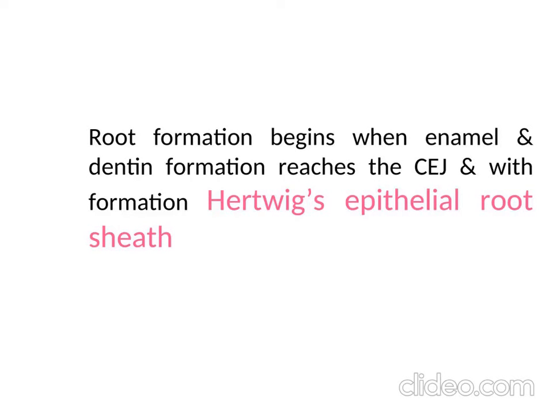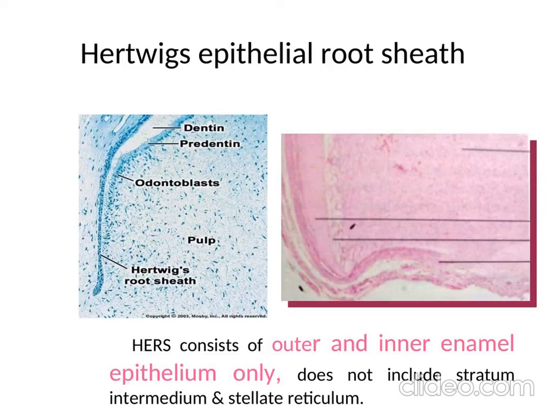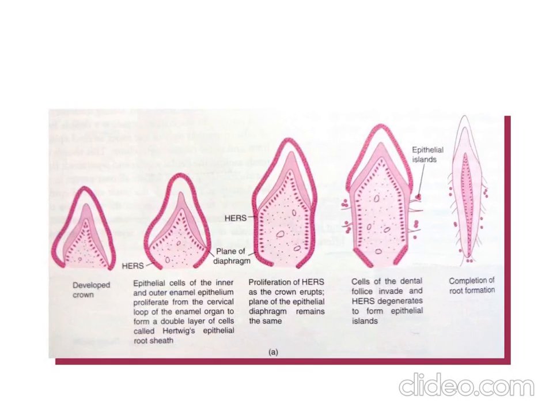So moving on to the root formation. Root formation is by the Hertwig epithelial root sheath. It is nothing but the proliferation of the cervical loop. You know what is cervical loop? It is the point where the inner and outer enamel epithelium meet, and there is no central stellate reticulum or stratum intermedium. So it is just the outer and inner enamel epithelium.